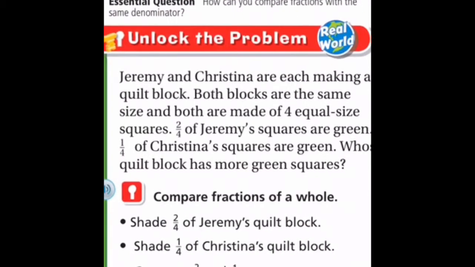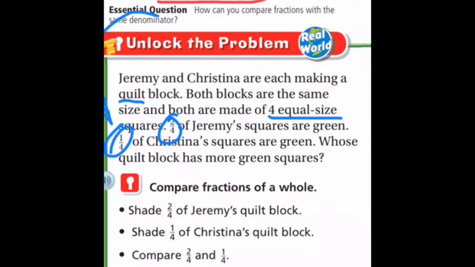Let's unlock the problem. It says that Jeremy and Christina are each making a quilt block. A quilt is like a big blanket. Both blocks are the same size, and both are made of 4 equal size squares. 2/4 of Jeremy's squares are green. 1/4 of Christina's squares are green. Whose quilt block has more green squares?